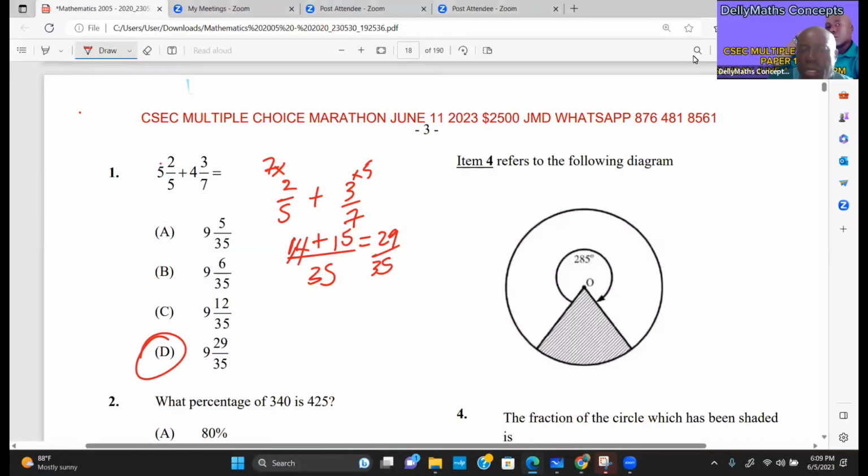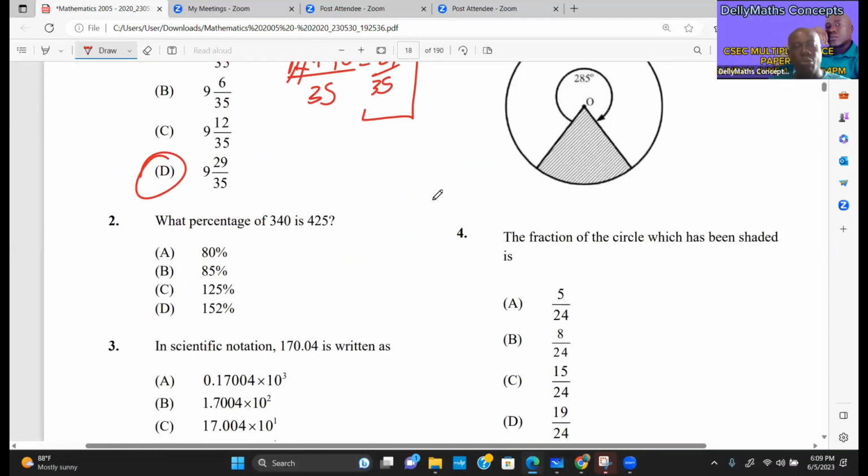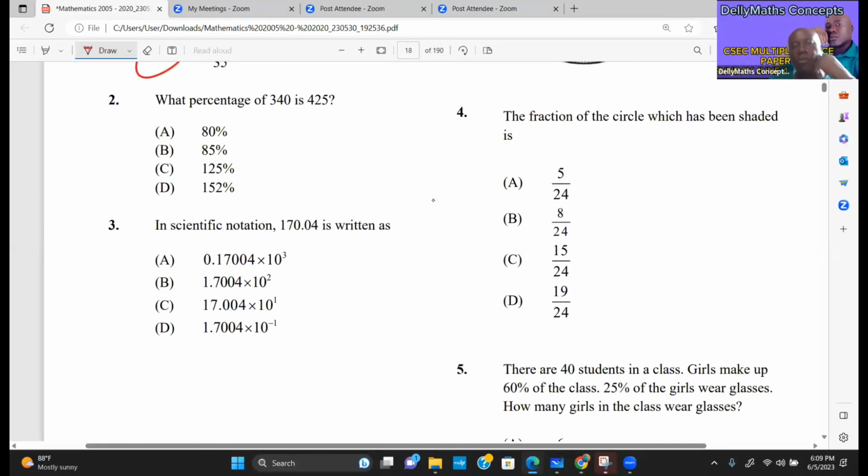And so it means then if that little piece is 29 over 35, the answer is 9 and 29 over 35, because that 9 part, everybody would have gotten it. All the answers had it. Number 2, what percentage of 340 is?